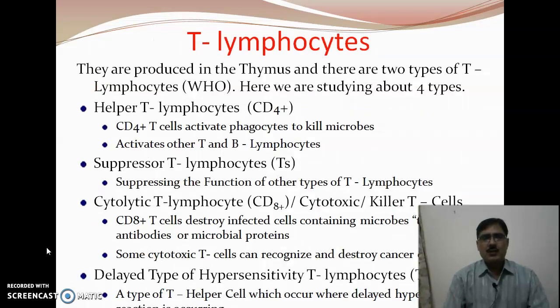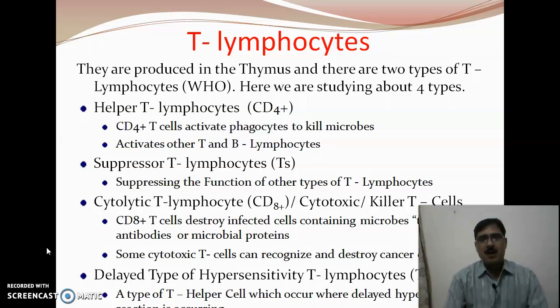The T lymphocytes are named T lymphocytes because they are produced in the thymus, and there are two types of T lymphocyte as per the WHO classification. Here we will follow the classification in which we have classified T lymphocytes into four different types. The first type of T lymphocytes are known as helper T lymphocytes or CD4 plus cells. The CD4 plus T cells activate phagocytes to kill microbes. Apart from it, they also activate other T and B lymphocytes to perform their functions.